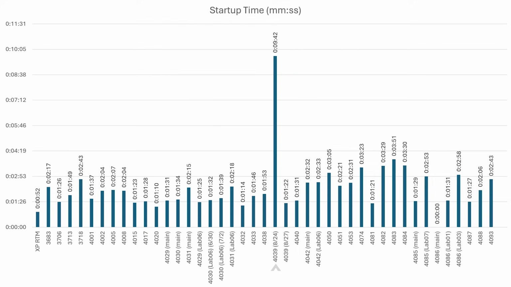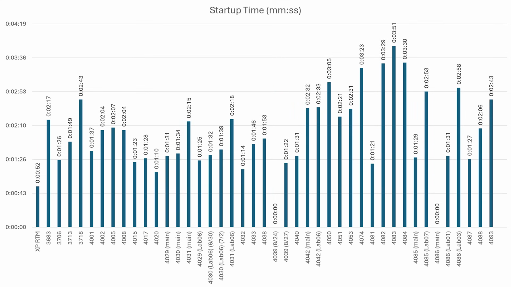So when we remove that from the chart, it starts to look a bit more readable. Once again, there is a lack of consistency here. Not a single build was able to match the boot up time from Windows XP. The closest was 4020, taking 1 minute and 10 seconds to boot up.